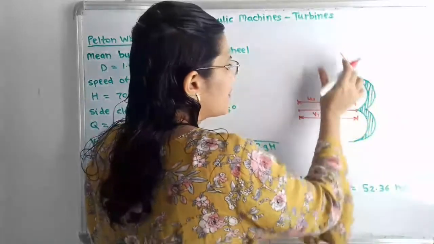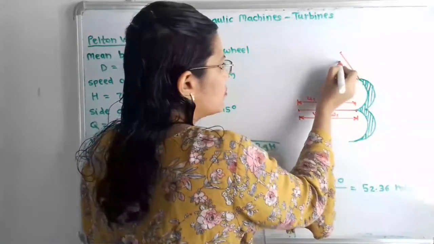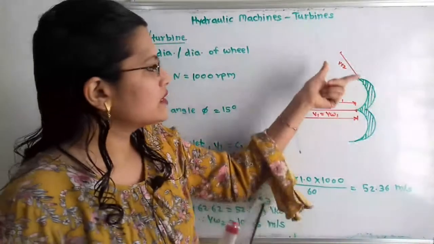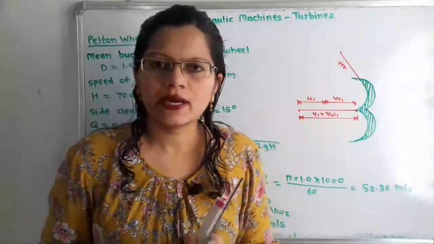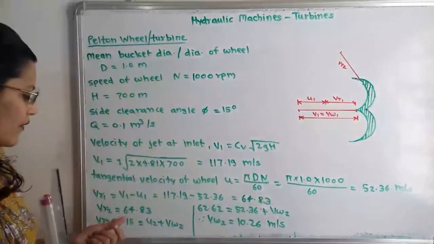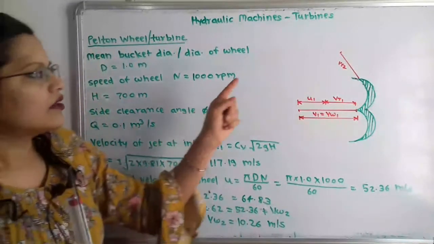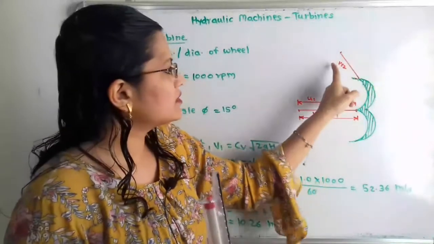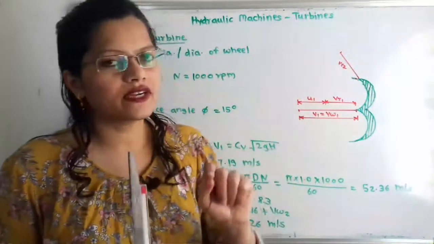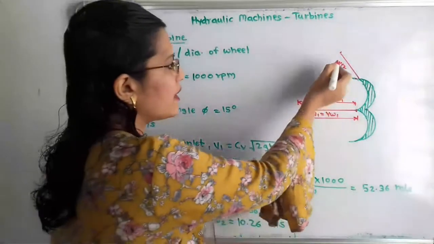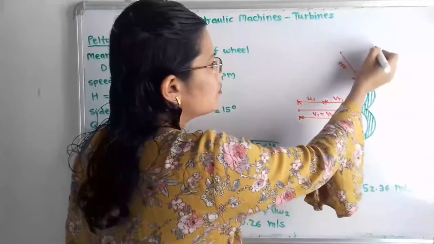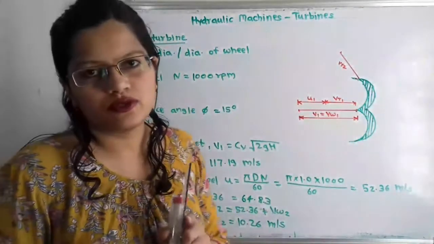So here Vr1 is equal to Vr2. So I will write here Vr2. So in this way this Vr2 is getting completed. Now if we observe here, we have to find out what is the u1 and u2 and vw2. So here Vr2, and here in the horizontal direction there is the u2 as well as vw2.